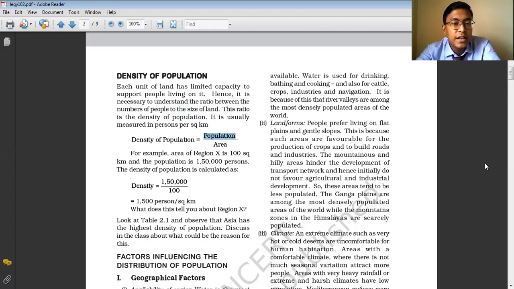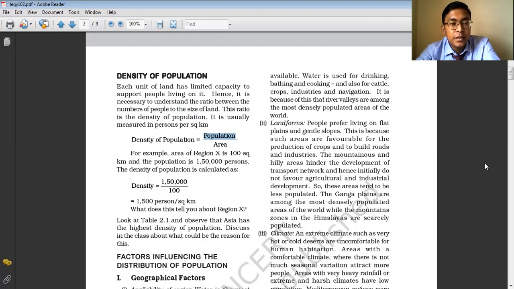You may get a question like, what is the formula to find out the population density? Density of population, or population density, equals total population of a particular area divided by the total area of that place.